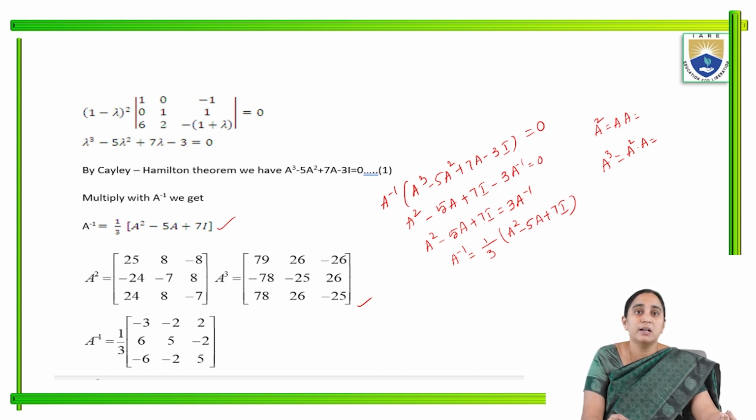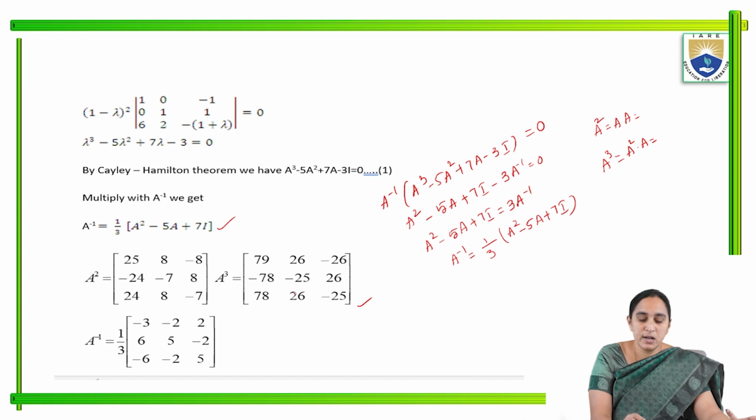For that we get A square, A cube and so on up to A power n directly. Here we require only A square and A cube, and for that we can apply scientific calculators also. From that, just substitute A square and A cube. Here, what about A inverse?